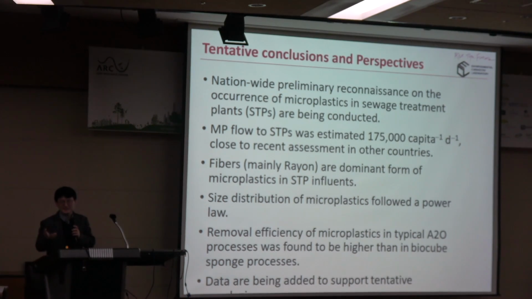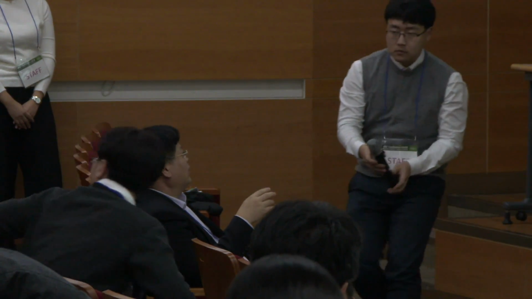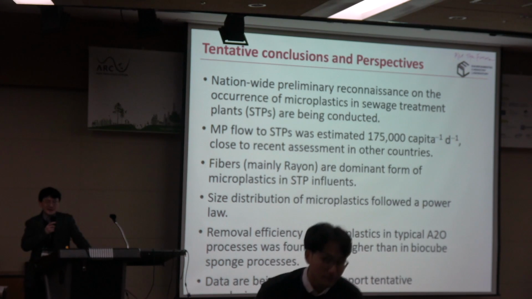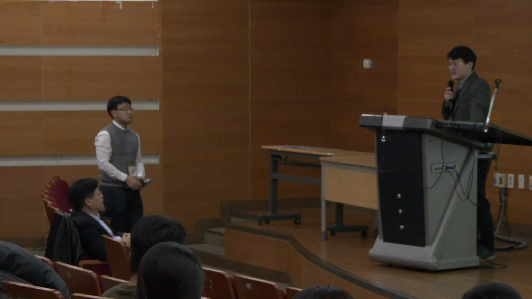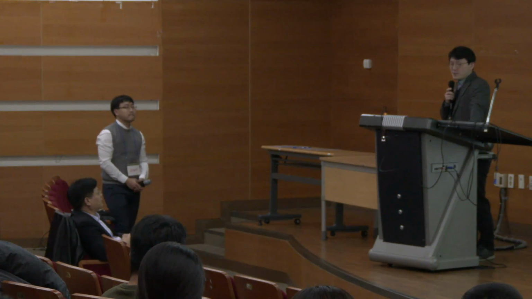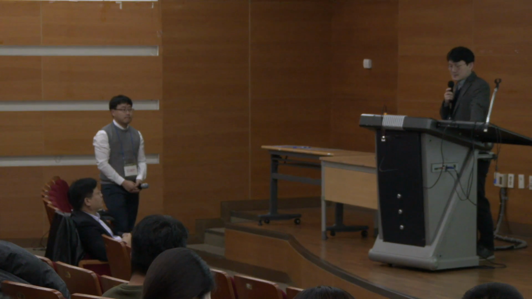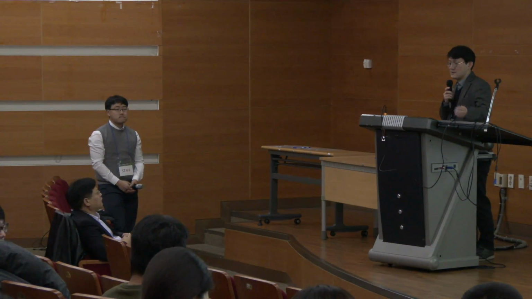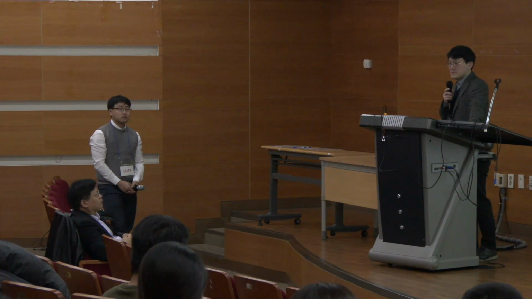So the microplastic may be accumulated in the sludge. Yeah, exactly. So we believe that the microplastics are not really degradable, and they must be found in sludge. And that's probably why the A2O process, which produces more sludge than the biocube sponge, has higher efficiency of removing microplastic. Good question.